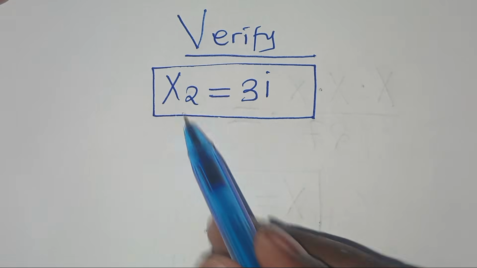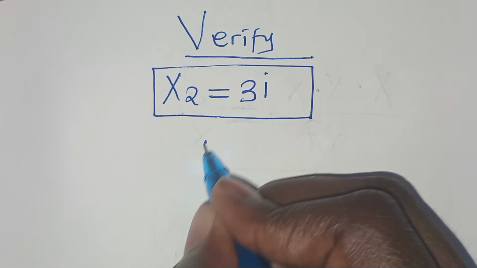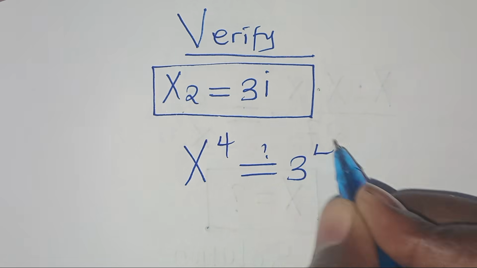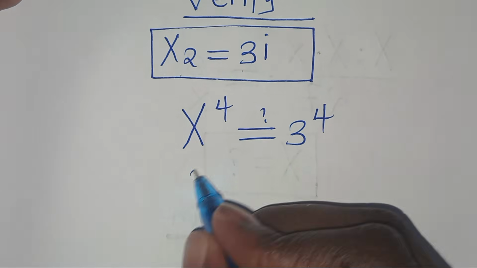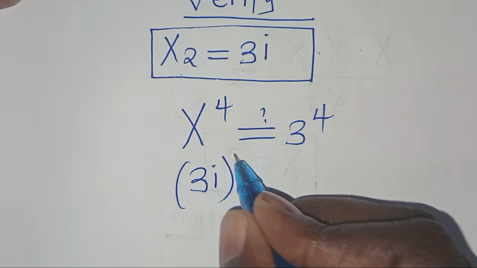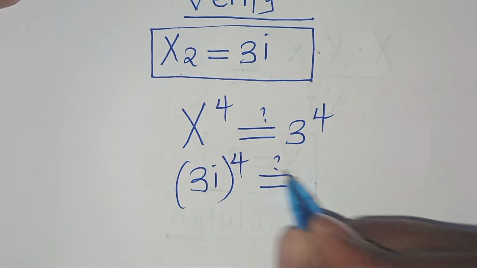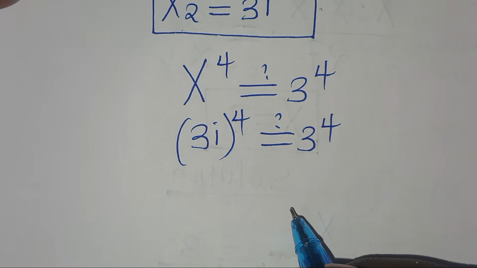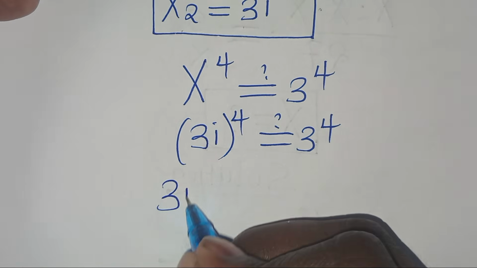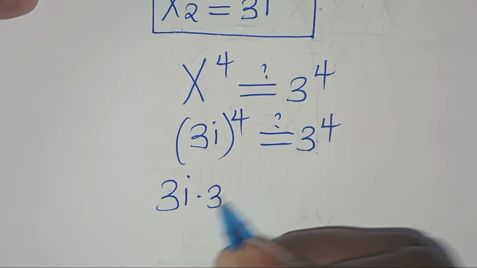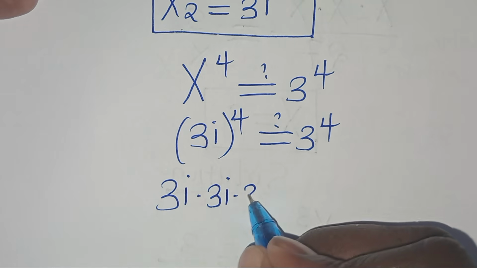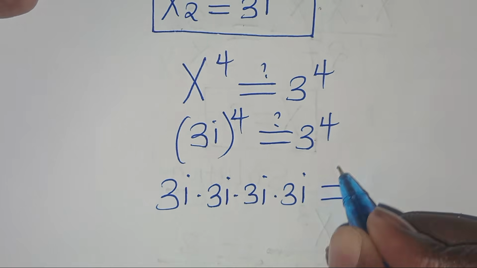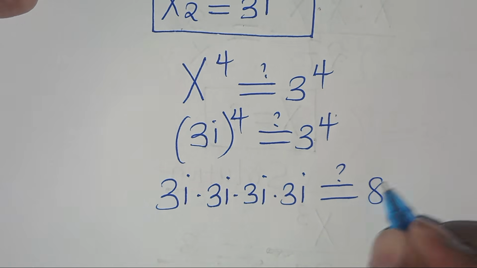Now let's check x2, which is 3i. Remember, we have x to the power of 4. This should be equal to 3 to the power of 4. So this is 3i raised to the power of 4. This should be equal to 3 to the power of 4. So this is to mean that we have 3i times 3i times 3i times 3i. This should be equal to 3 to the power of 4, which is 81.